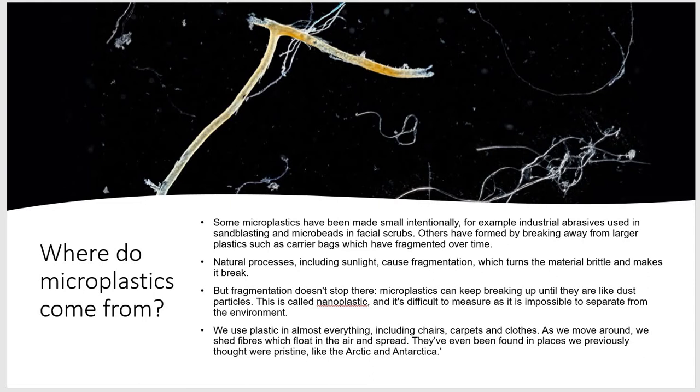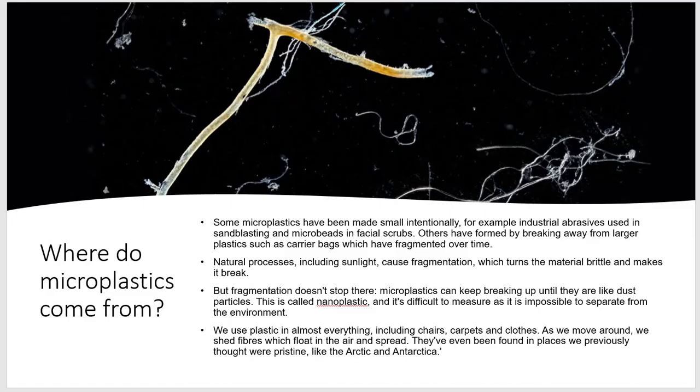And the fragmentation doesn't stop. The microplastics get smaller and smaller until they're the size of dust. And when that happens, they're called nanoplastics. And nobody knows how many nanoplastics there are out in the environment because they're too small to measure. And microplastics have been found everywhere, even places that we thought in the past were absolutely pristine, like the Arctic and Antarctica. They have been found.